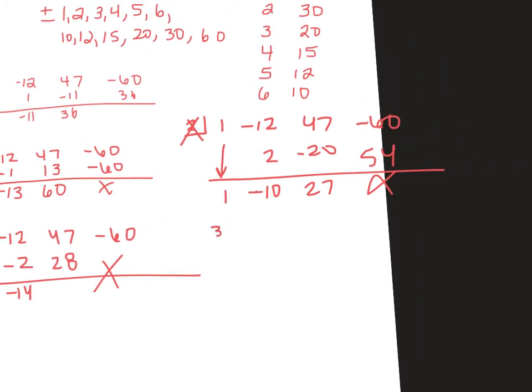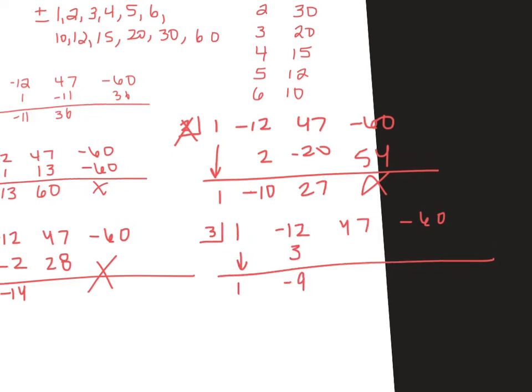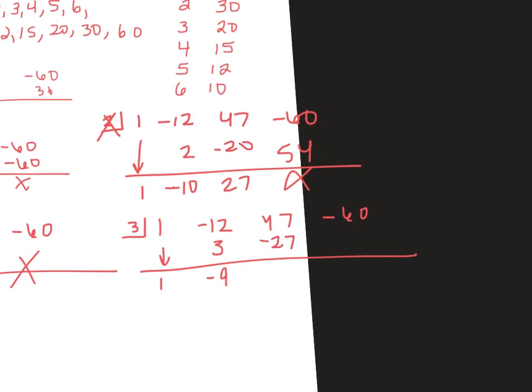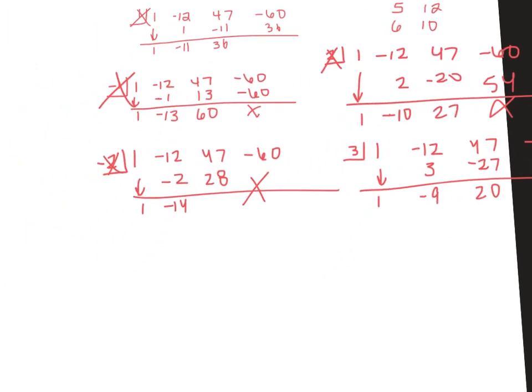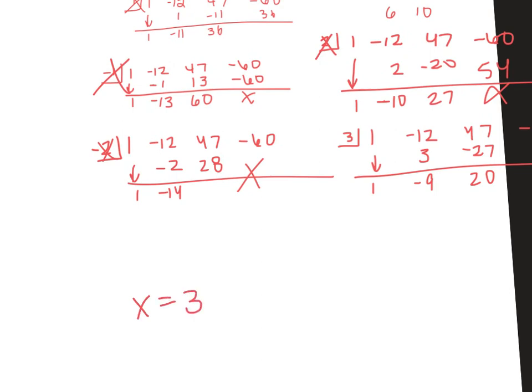Let's try 3. 1, -12, 47, -60. Bring down the 1. What's -12 and 3? -9. -9 and 3 is -27. What's 47 and -27? 20. What's 20 times 3? Positive 60. What's -60 and positive 60? 0. So what did you guys just prove to me? 3 is a factor. So one of my zeros, I'm going to put x equals 3.